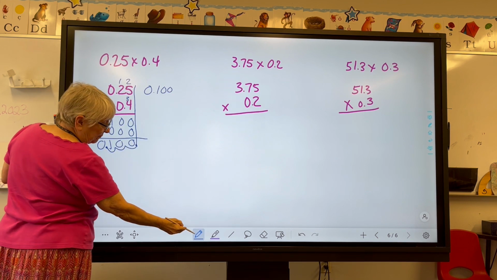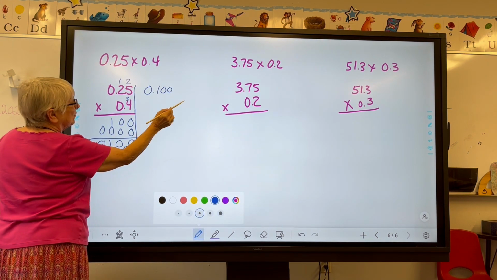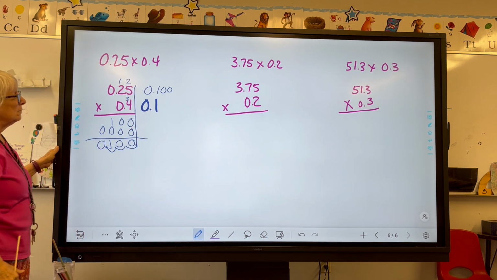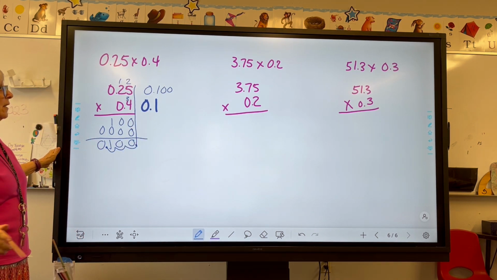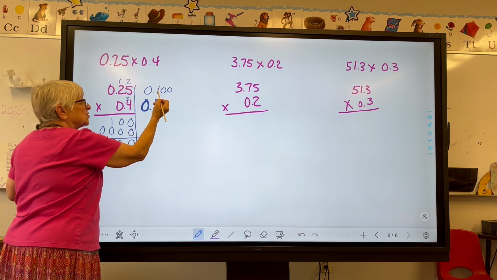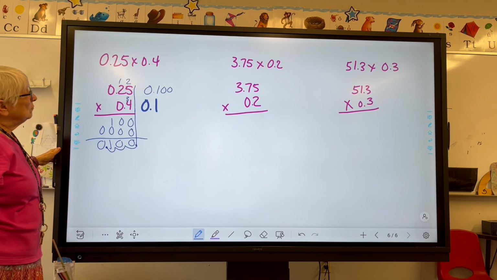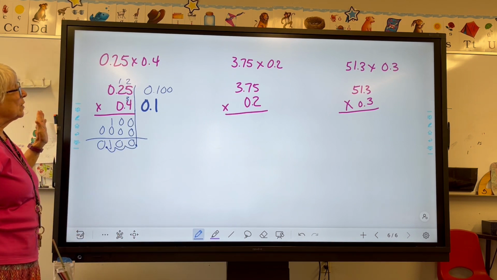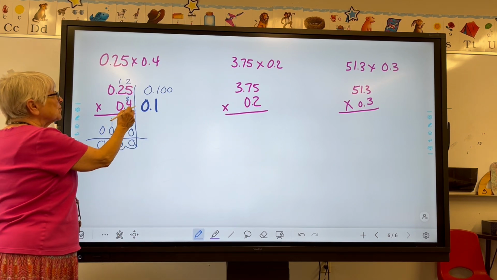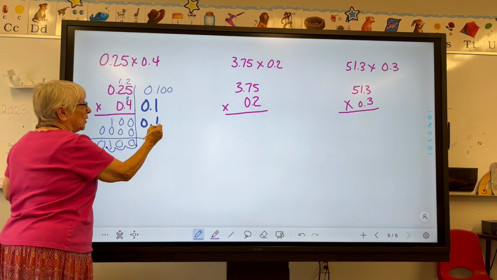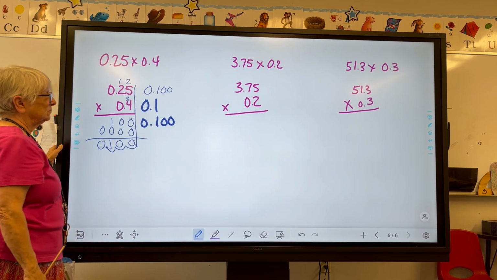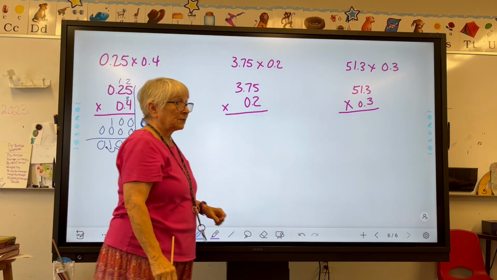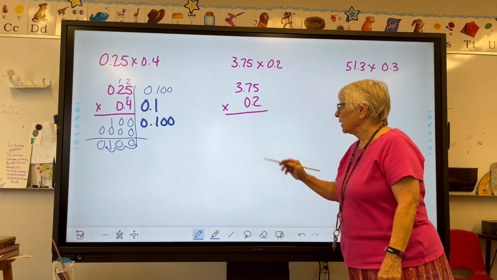0.100. But you know what? You don't have to write those extra zeros. 0.1 is fine. The zeros after the decimal, after a number, it's okay to not write them. But the answer that we got was 0.100. Okay? Oh, more. Let's see what this one has.